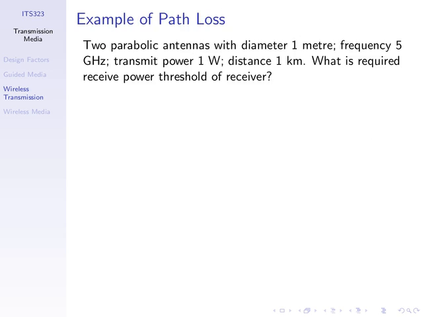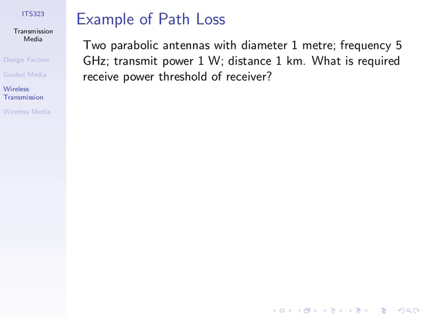So our question was, what is the required received power threshold of the receiver? What is the minimum received power that we can tolerate? So we're trying to find PR. And in fact, we can easily solve it now because we have PT is 1 watt. PT is 1. GT is 436, GR 436, lambda, 3/5 times 10 to the minus 1, is 0.06 meters.